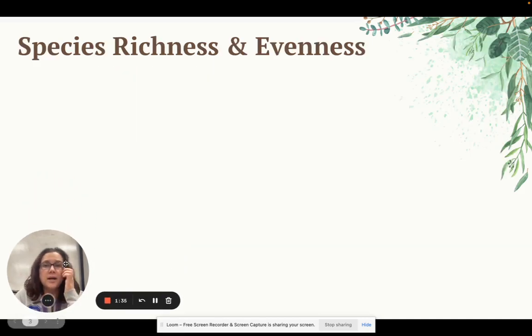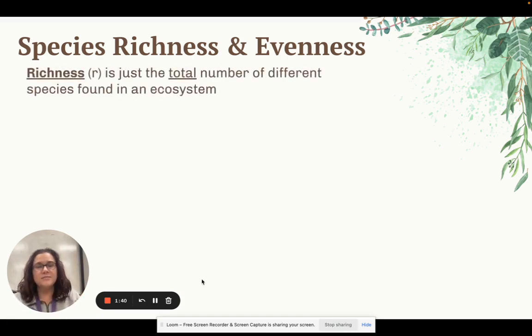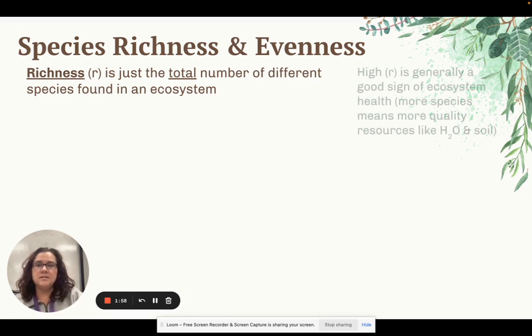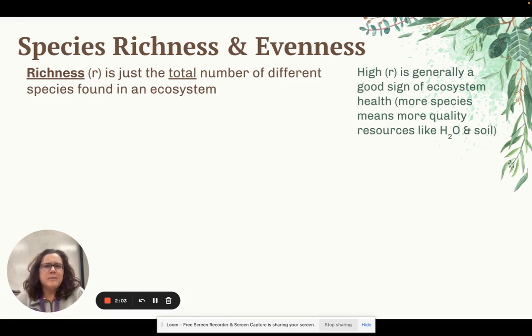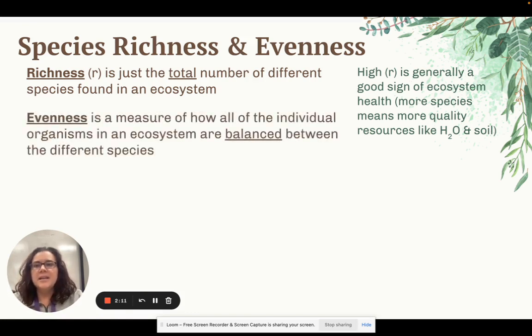When we talk about that species level diversity, we also are going to focus in on richness versus evenness. There's a lot of work we're going to do with this in class with our parking lot biodiversity activity. But for now, know that richness, we show that with the letter R, it's the total number of different species found in an ecosystem. So if I have 10 different species of birds, that's the richness of that ecosystem. Generally, high richness is a good thing, right? It means that we probably have more quality resources and the availability of those resources for living things to survive.